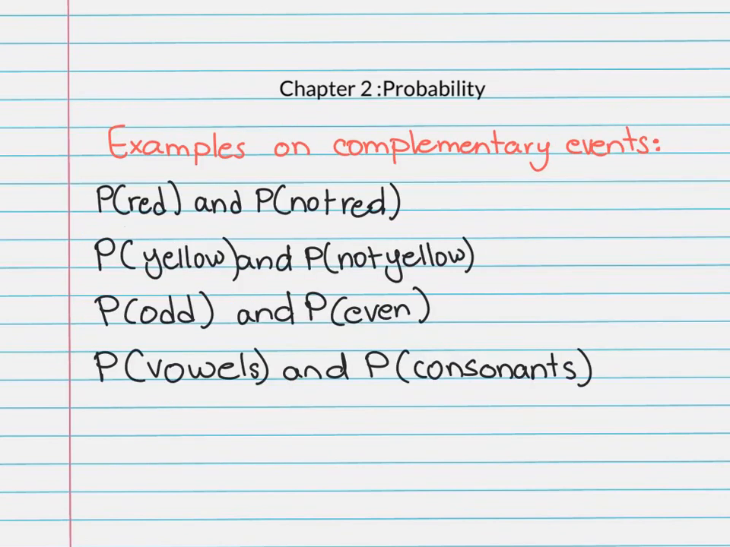Other examples of complementary events could be the probability of red and the probability of not red, or the probability of yellow and the probability of not yellow. As we said, the probability of odd, the probability of even, because numbers can be either odd or even, the probability of vowels, the probability of consonants, because the letters could be either vowels or consonants. So those are complementary events.